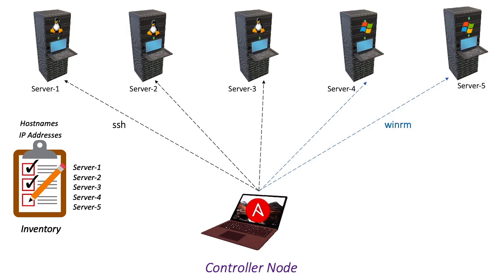However, Ansible also allows us to group the managed nodes as we like. For example, we can group our managed nodes as Linux hosts comprising server 1, 2, and 3, and Windows hosts comprising server 4 and 5. Now that we have told Ansible about our target machines through the inventory file, we can move ahead and focus on the modules.